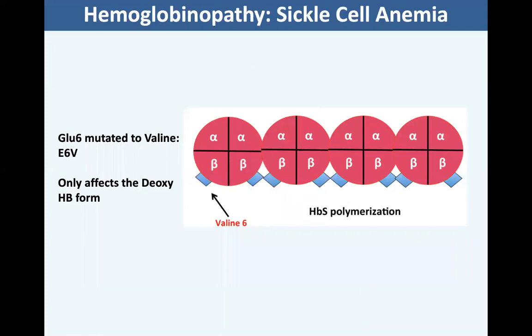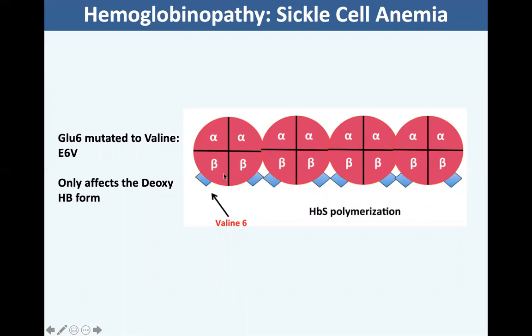I apologize, I thought this one was the last slide. This is a hemoglobinopathy. We're going to see this today. This is really high yield. So you guys understand hemoglobin, you understand how it works, but there's a mutation where you take a glutamate and convert it into valine. The notation is E6V, as glutamate 6 goes to valine.